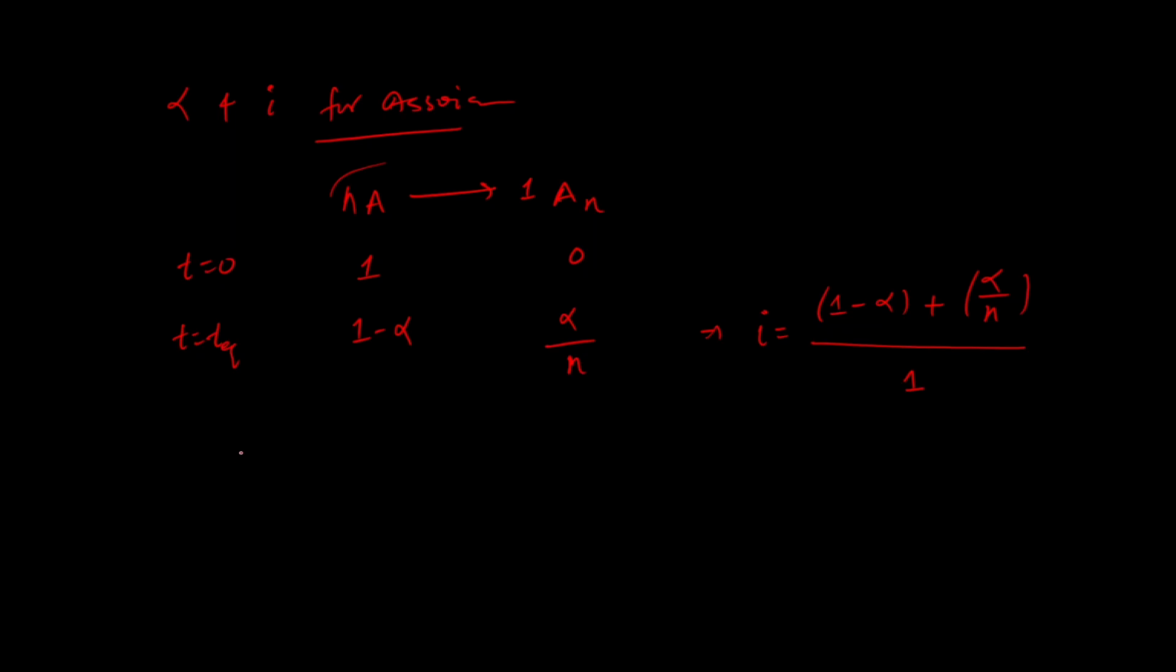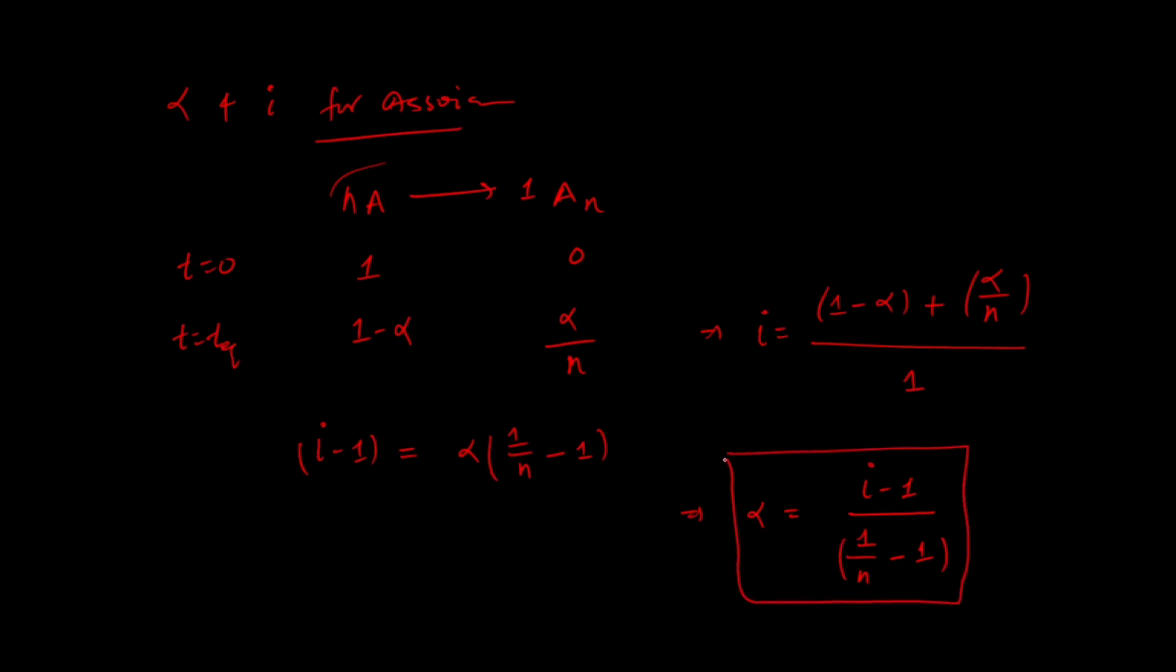Again, if I rearrange it by taking alpha common, I can write i minus 1 is equal to alpha times (1 by n minus 1). Then you can write alpha is equal to i minus 1 upon (1 by n minus 1). So this is the final relation that we need to know. This is the final result.